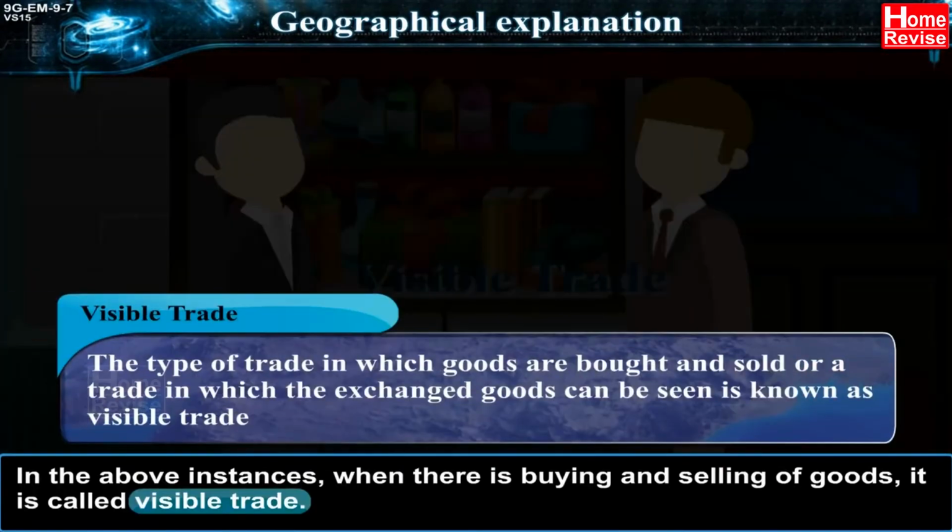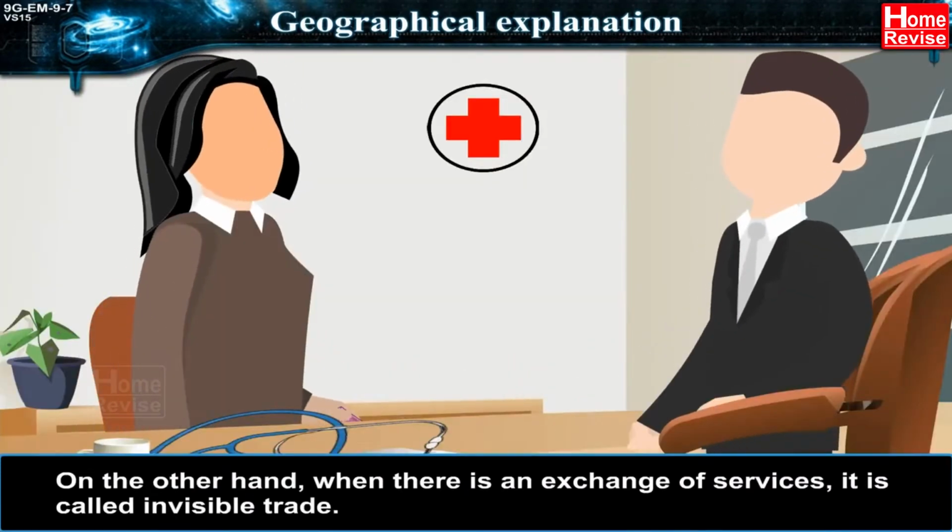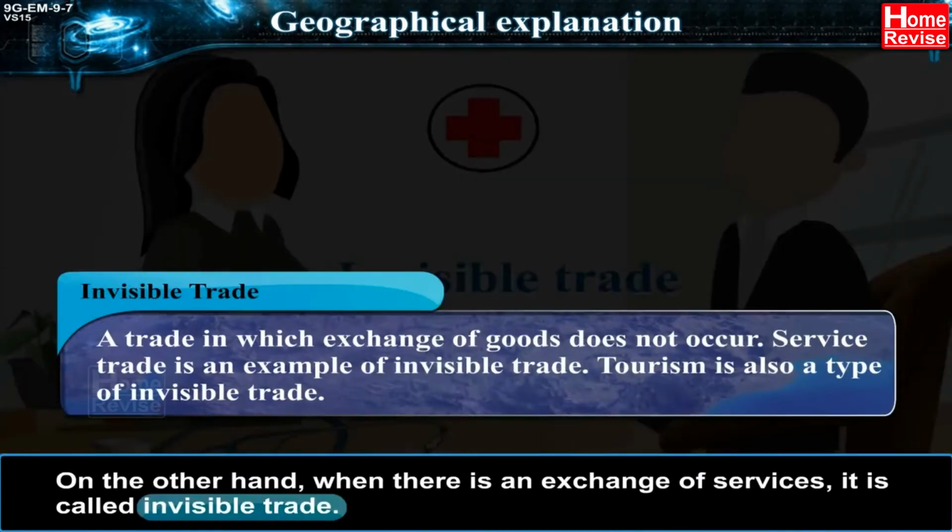Visible trade, the type of trade in which goods are bought and sold, or a trade in which the exchanged goods can be seen, is known as visible trade. On the other hand, when there is an exchange of services, it is called invisible trade. Invisible trade is a trade in which exchange of goods does not occur. Service trade is an example of invisible trade. Tourism is also a type of invisible trade.